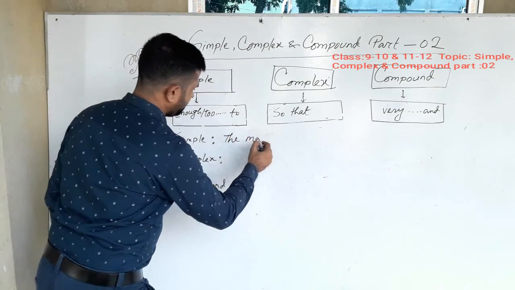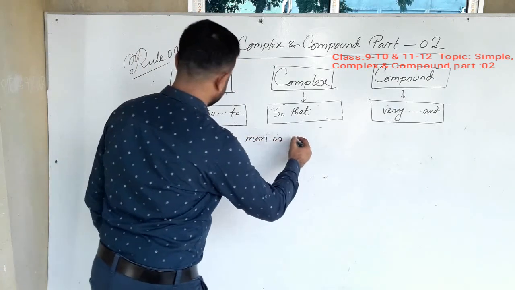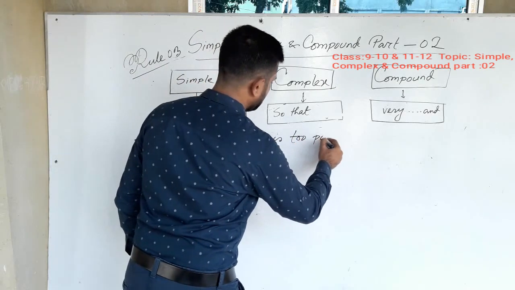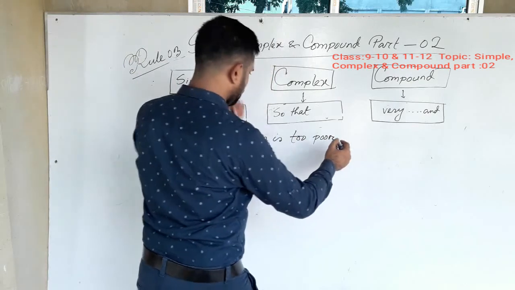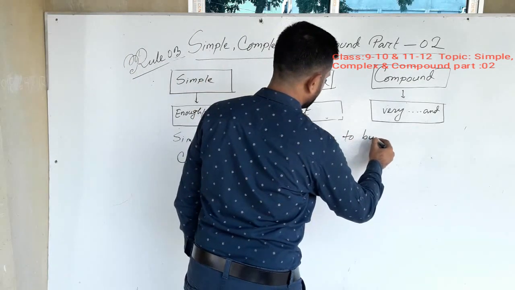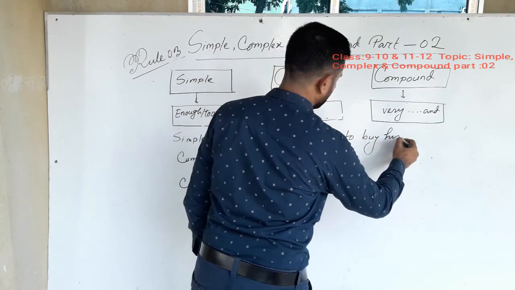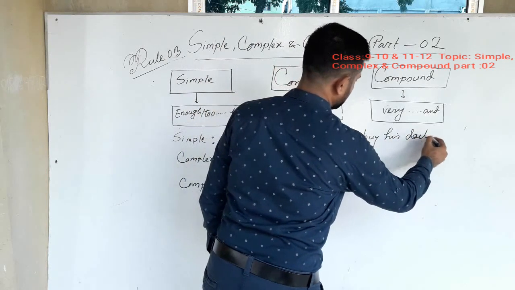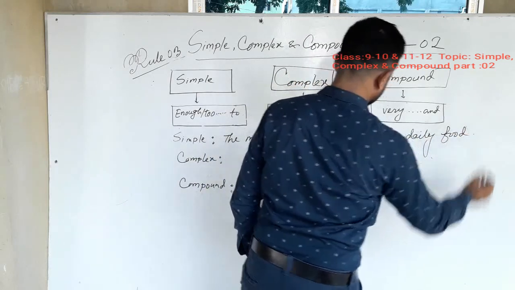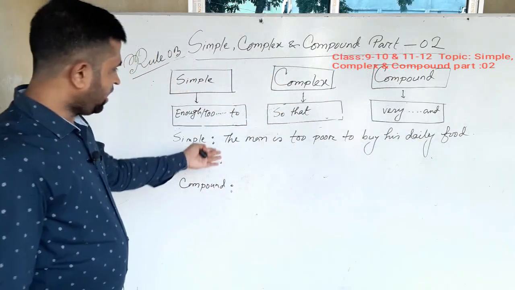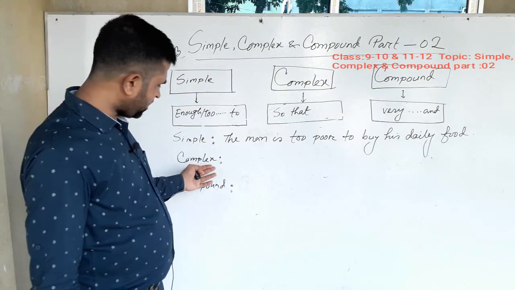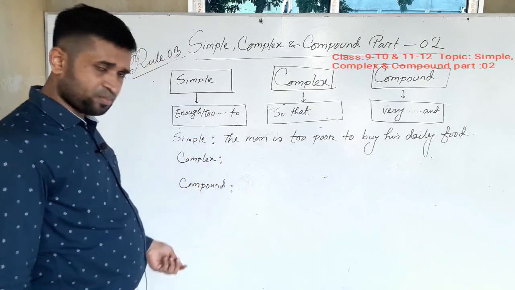The man is too poor to buy his daily food. Dear learners, I have given you an example. Now you can change it according to the rules into complex and compound.